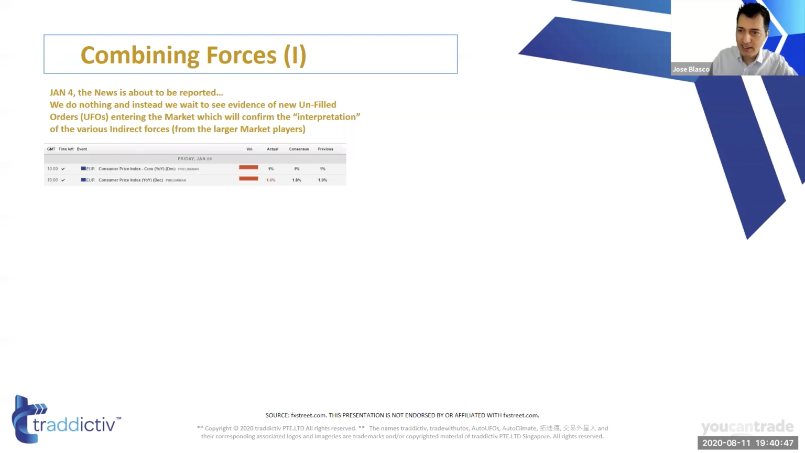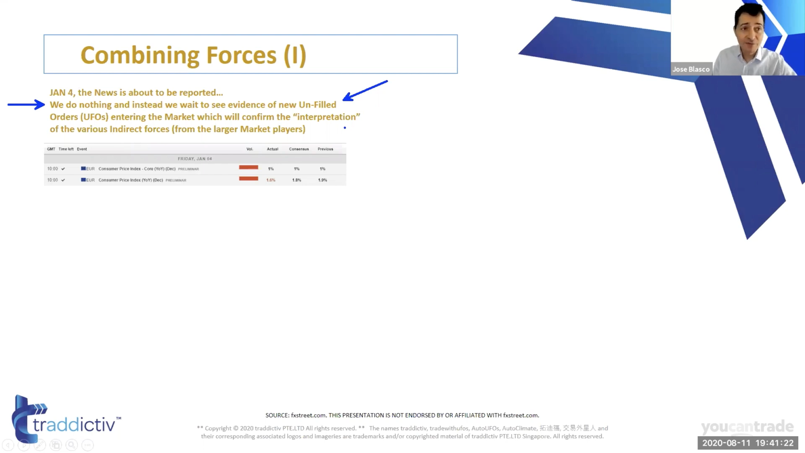But take a look at what it says here. It says, in order to combine the forces, which is the report and the UFOs, probably the best decision, and that would be the way to approach it really, is to do nothing. Let the news be reported, do nothing, and instead wait to see the evidence of new on-field orders entering the market. Why? Because seeing on-field orders entering the market, red color UFOs are gonna be sell orders. Green color UFOs are gonna be buy orders.